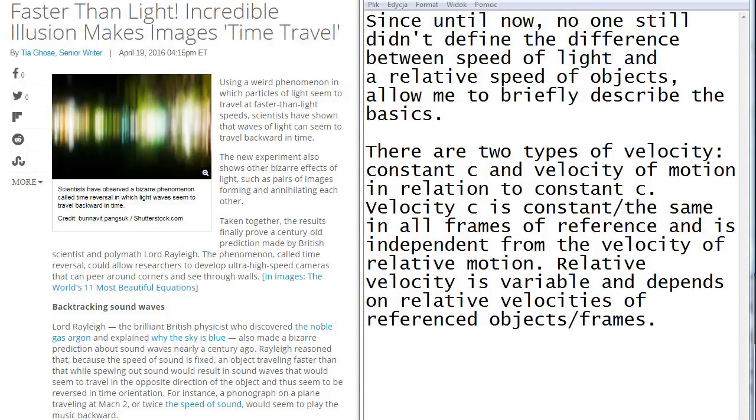Since until now no one has defined the difference between speed of light and a relative speed of objects, allow me to briefly describe the basics. There are two types of velocity: constant c and velocity of motion in relation to constant c. Velocity c is constant, the same in all frames of reference, and is independent from the velocity of relative motion. Relative velocity is variable and depends on relative velocities of reference objects' frames.